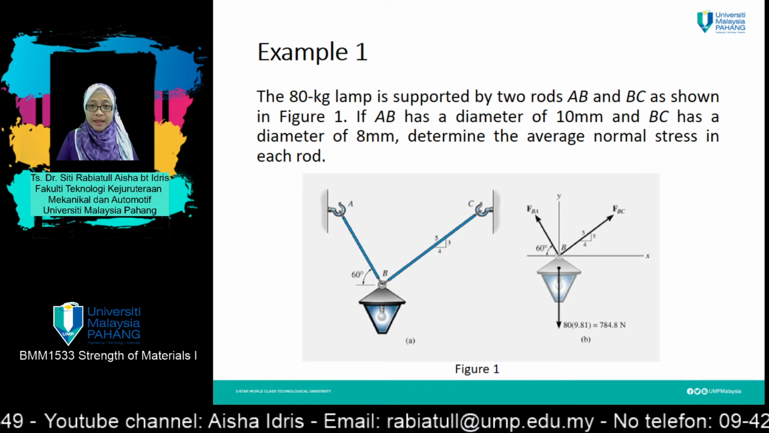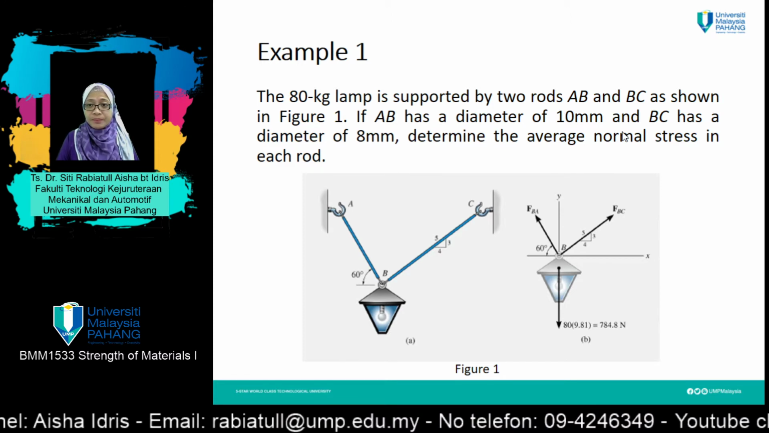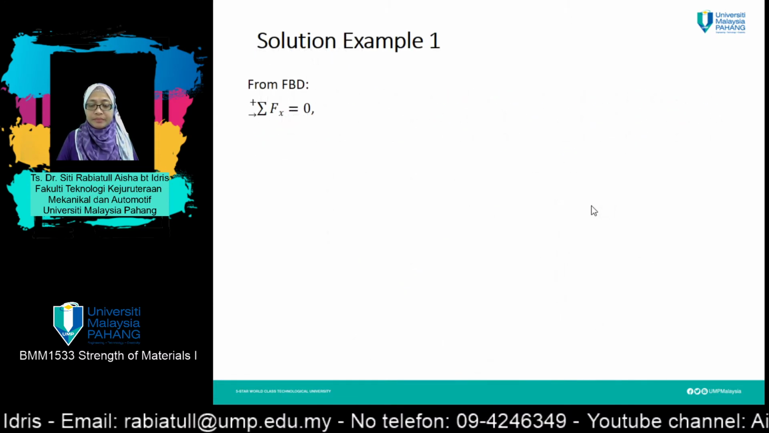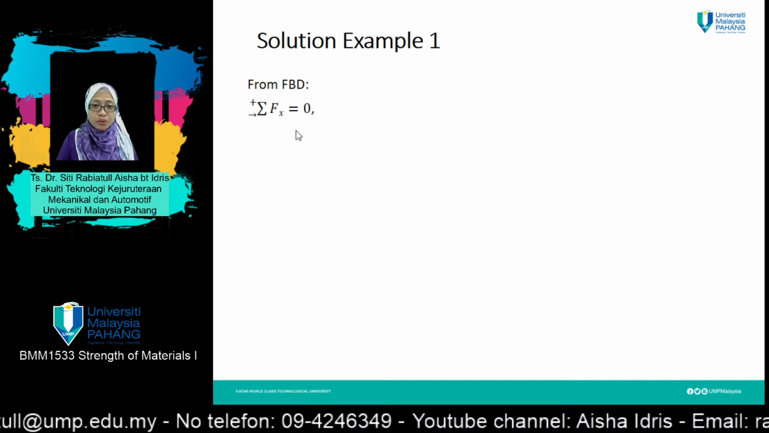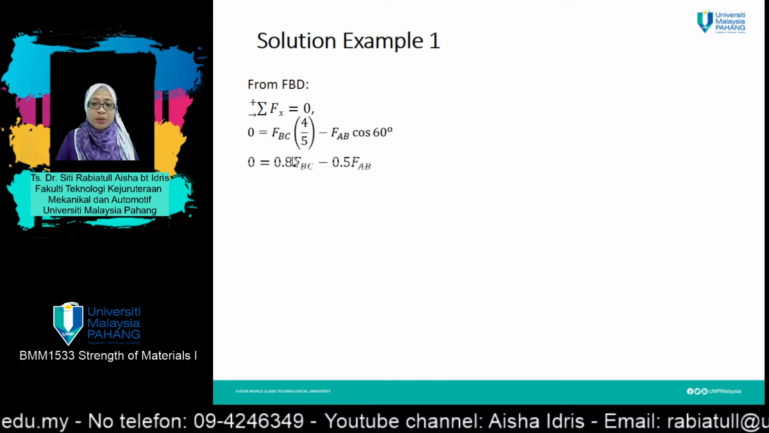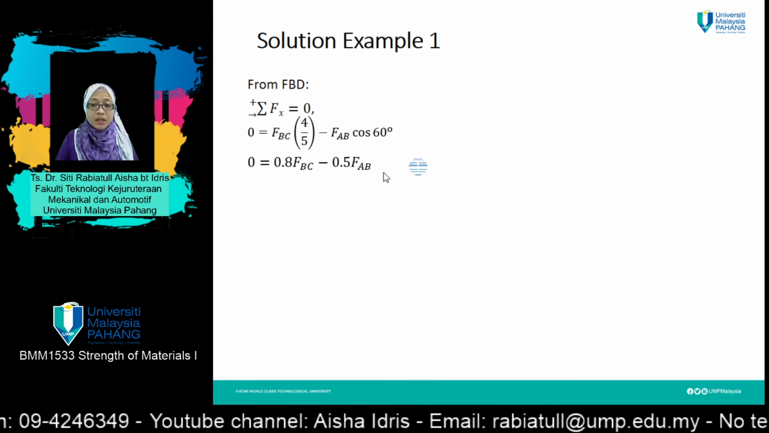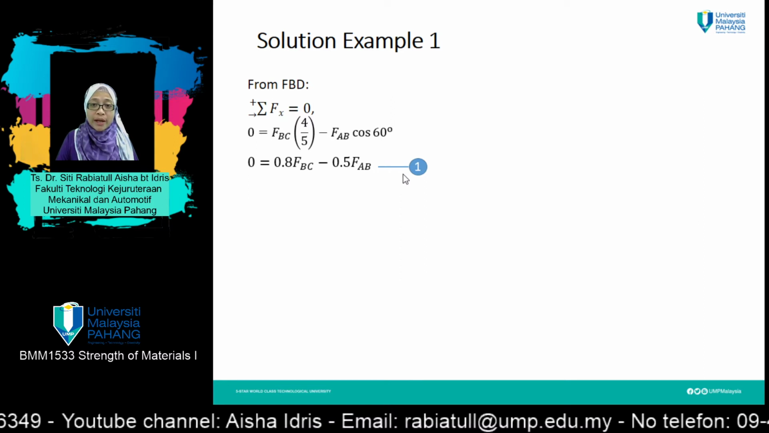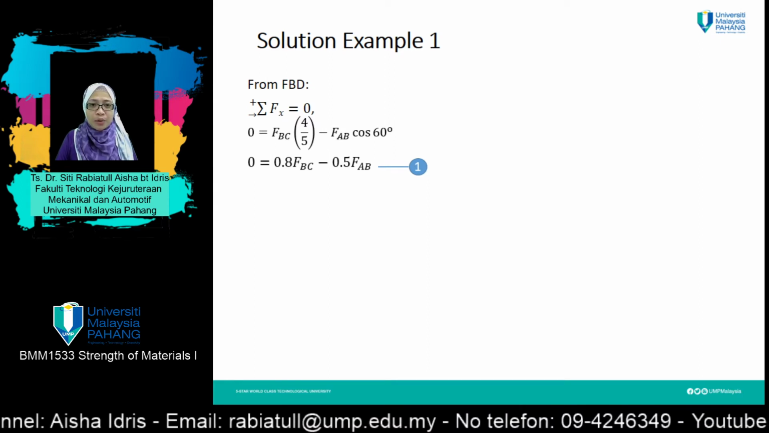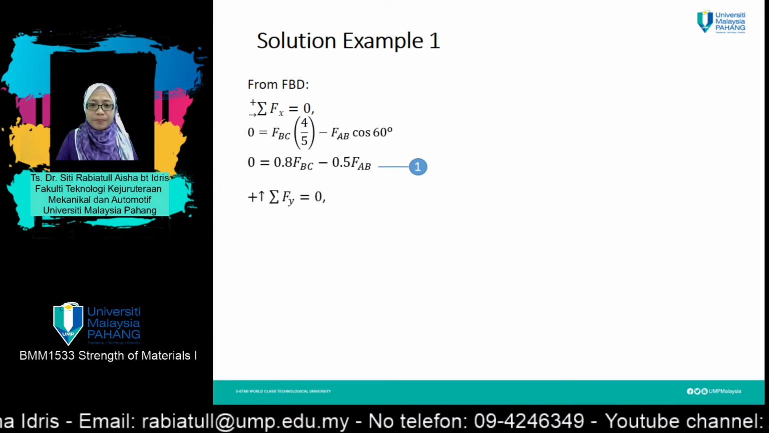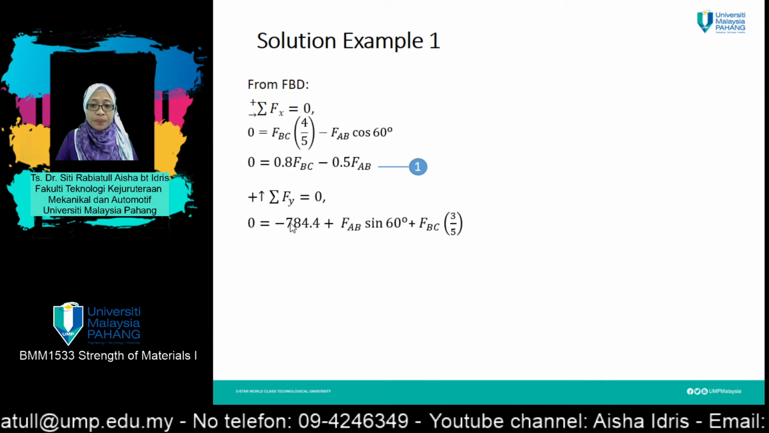So the first step is that you need to draw the free body diagram, which is the same as in statics. From the free body diagram, the summation of the forces in x direction equals 0, and you will get an equation with FBC and FAB in it, and this one we can consider as equation number 1. And since there are two unknowns, we need to find another equation in order to solve this problem. So sum all the forces in y direction equals 0.